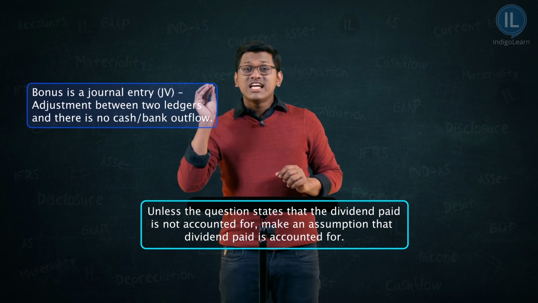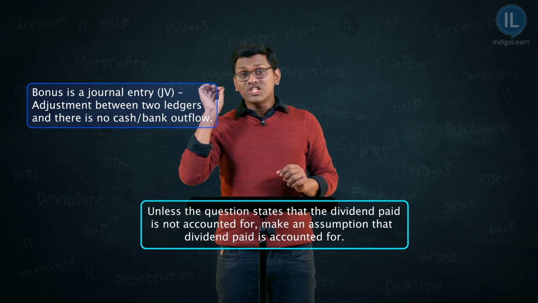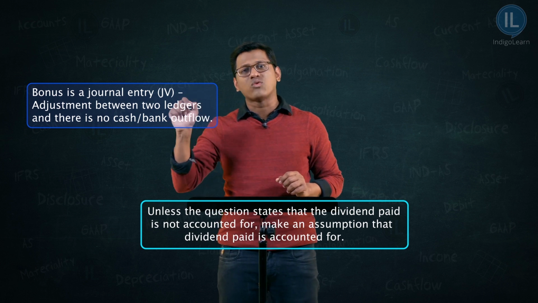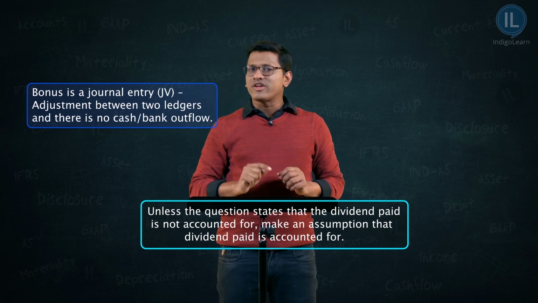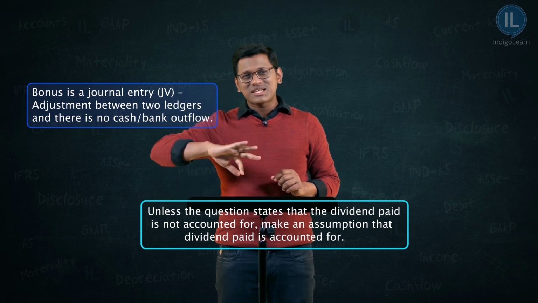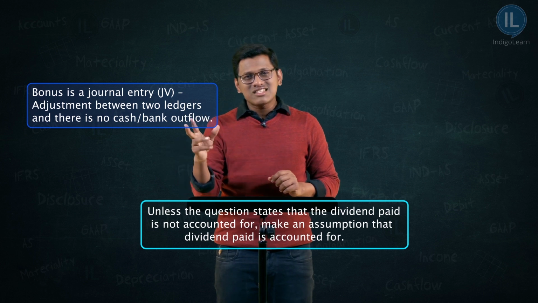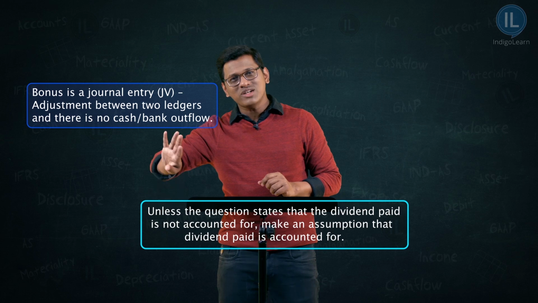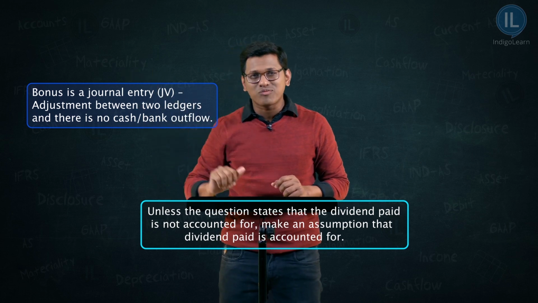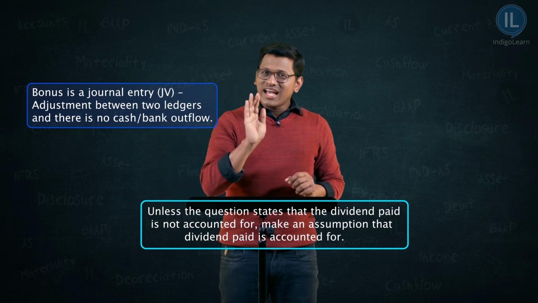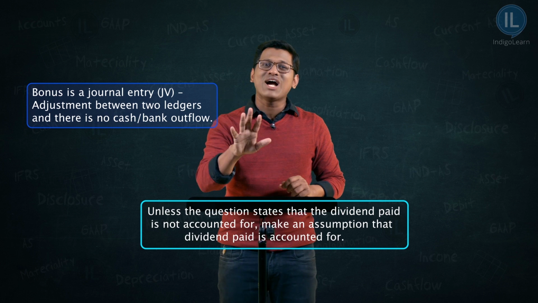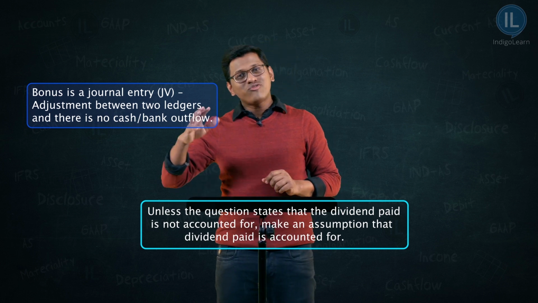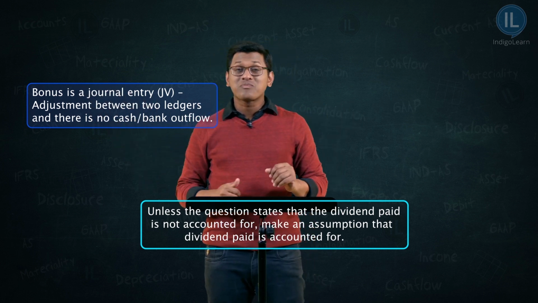Bonus is a journal entry. JV we call it, journal voucher. When you pass a journal voucher, cash doesn't come in, cash doesn't go out. It is just an adjustment between two ledgers. Reserves went down, share capital went up. That was in the case of bonus. So there is a chance of us missing out on JVs if those events have happened during the year.